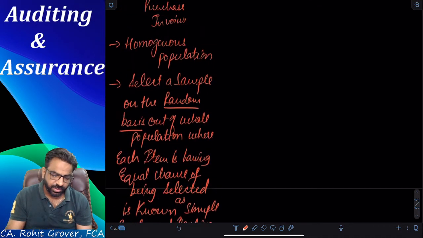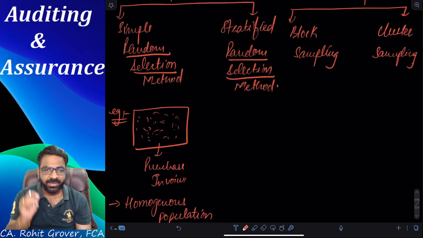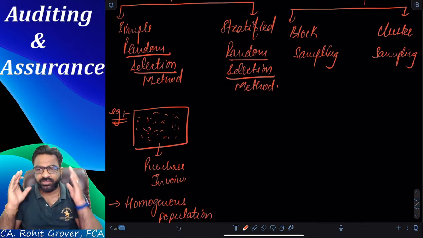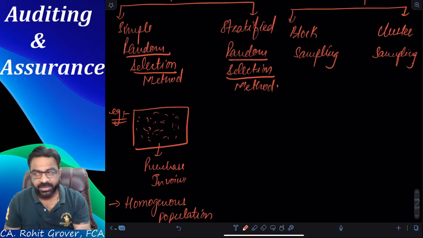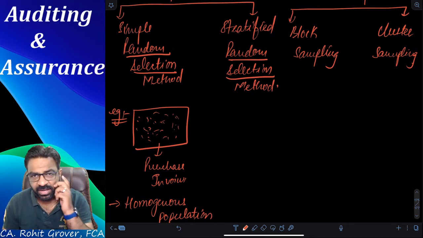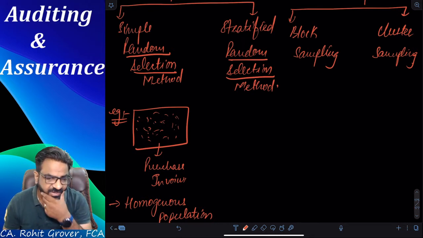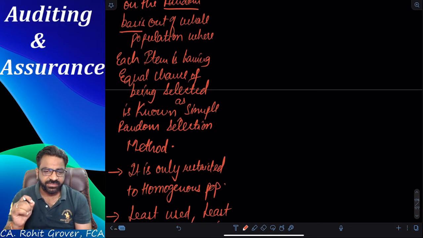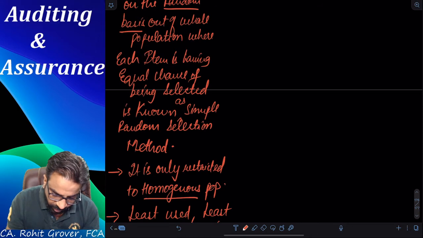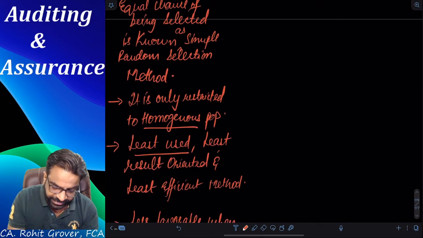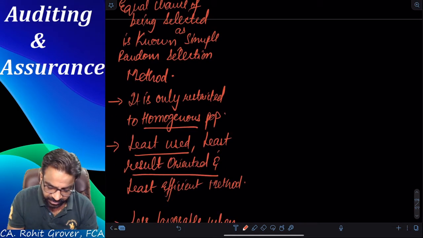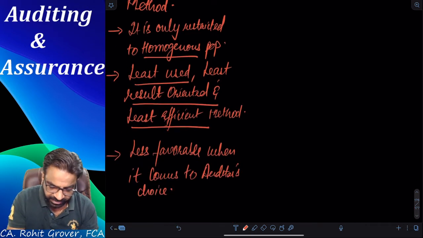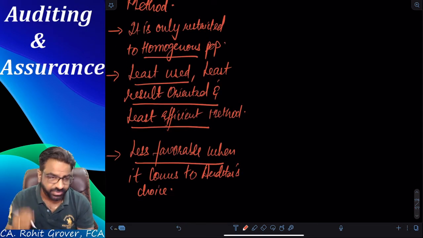This is what you mean by simple random selection method. There's a homogeneous population. You are selecting the items from the population randomly, where each and every item in the population has an equal chance of being selected. There are disadvantages of this method. It is only restricted to homogeneous population, least used method, least result oriented method, least efficient method, and less favorable when it comes to the auditor's choice.